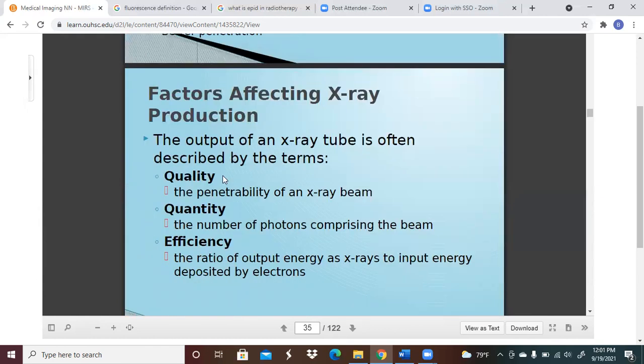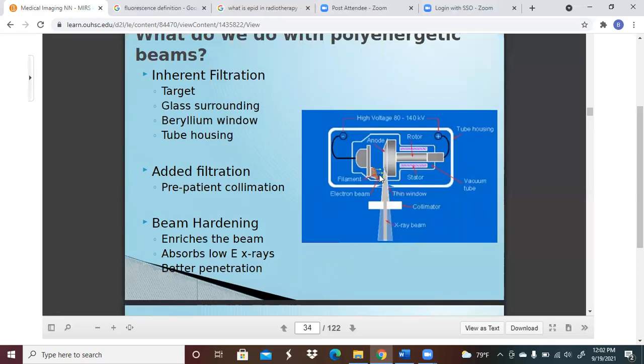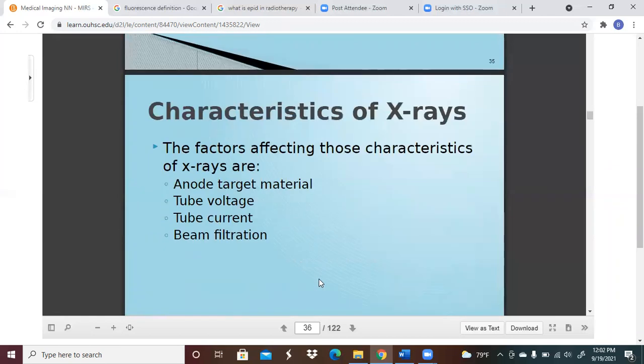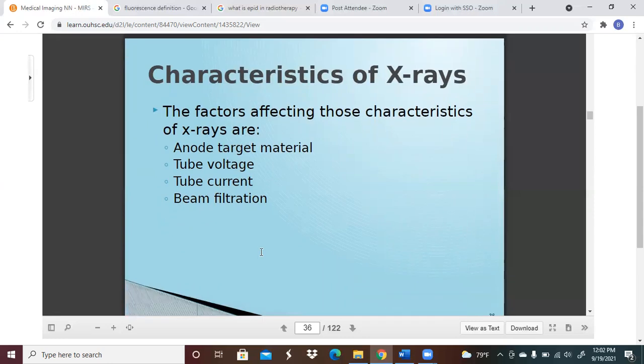So the factors affecting the X-ray production, you've got the quality, which is the penetrability of an X-ray beam. You've got the quantity, basically the number of photons you got coming out. And then you got the efficiency, the ratio of the output energy as X-rays to input energy deposited by the electrons. In other words, the energy that you're putting in here to produce this, what's the ratio of this energy over what you're putting into it over here? Obviously, you'd like it to be more efficient than 1%, but depends on your setup. So all of these are characteristics that affect the characteristics of these X-rays.